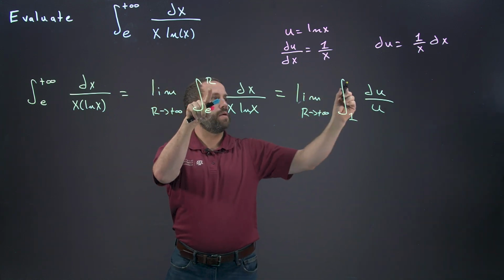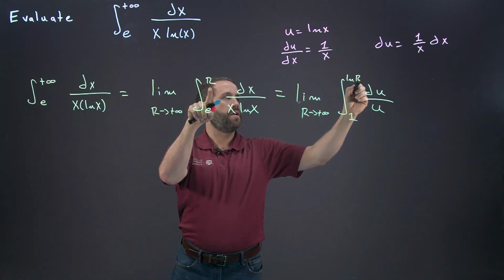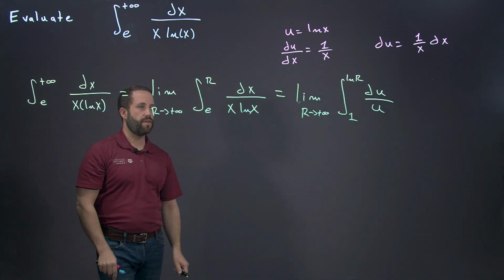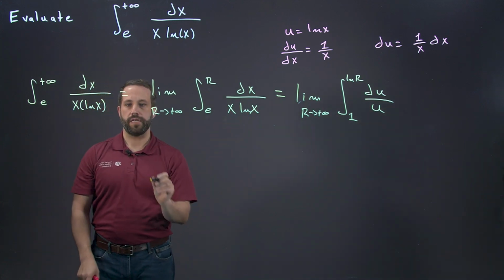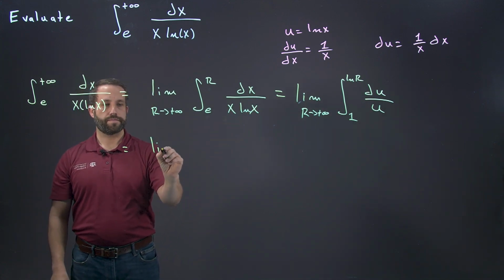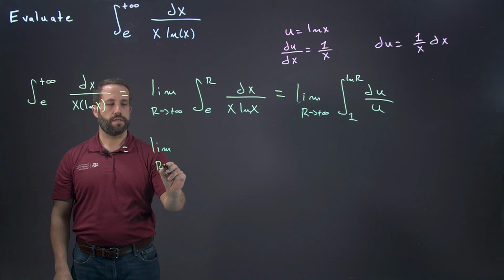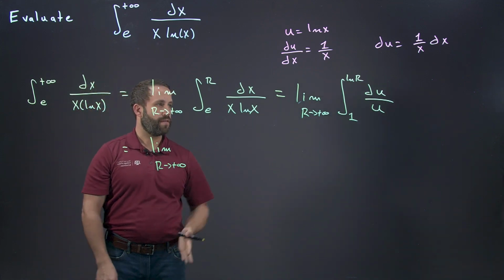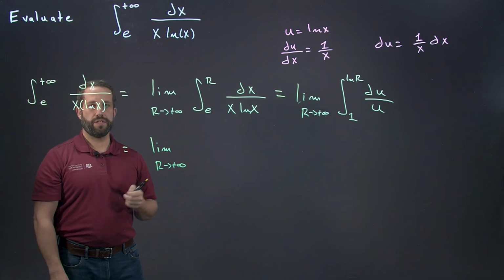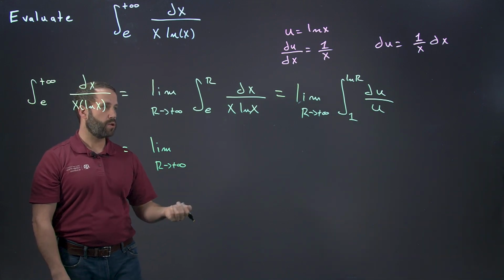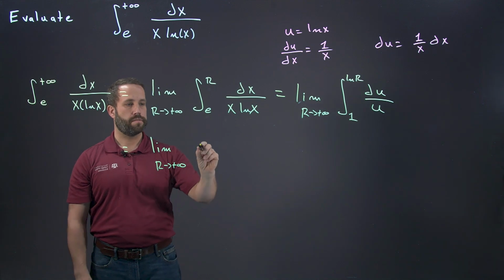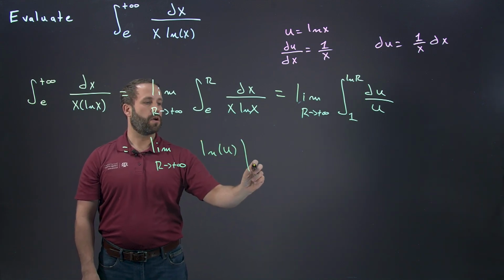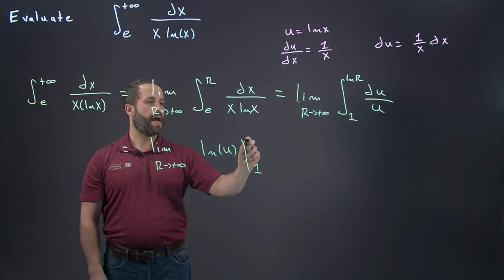And r is going to be natural log r there. OK, so now I want to compute the integral of du over u. So this is the limit as r goes to infinity. OK, so the antiderivative of 1 over u with respect to u is the natural log of the absolute value of u, but u is just positive here. So this is the natural log of u, and we're going from 1 to the natural log of r.